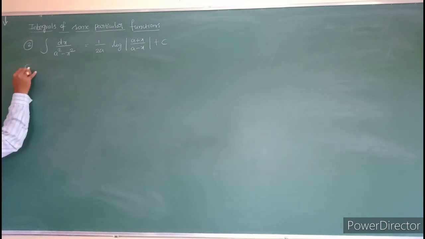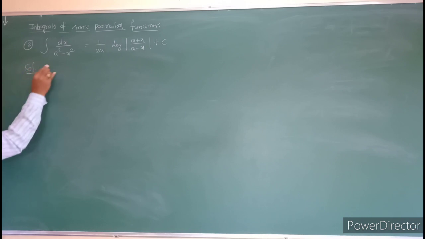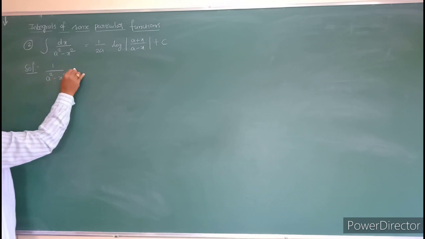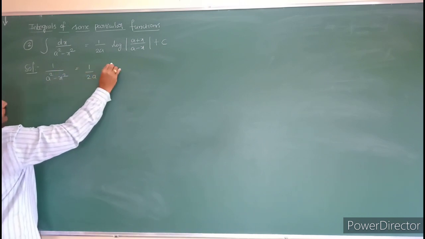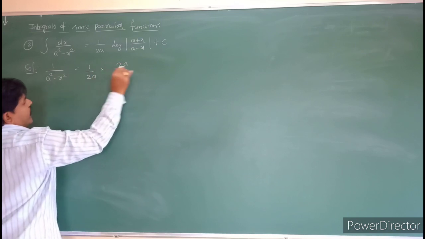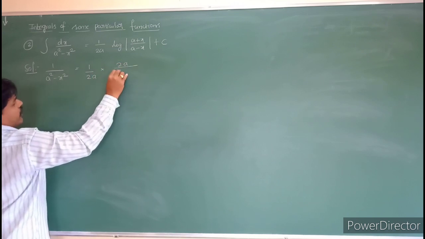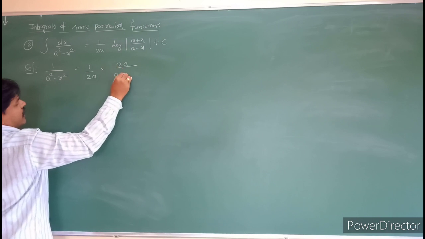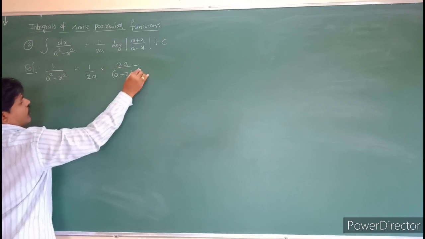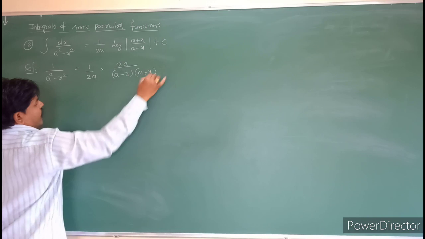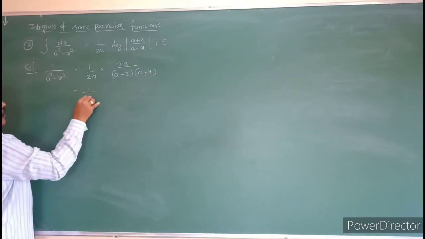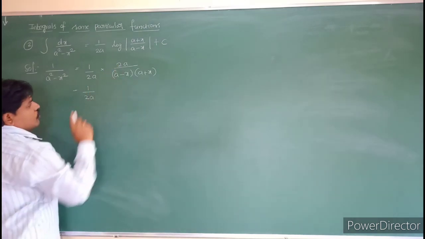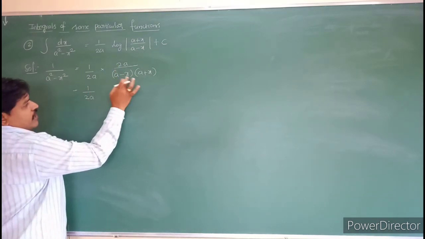So what is this question? First we will take 1 by a square minus x square. We will multiply and divide with 2a once again, so it becomes 2a by a square minus x square, which you can write as a minus x into a plus x. So that is equal to 1 by 2a into, and this 2a you have to write in this form, with a minus x and a plus x.